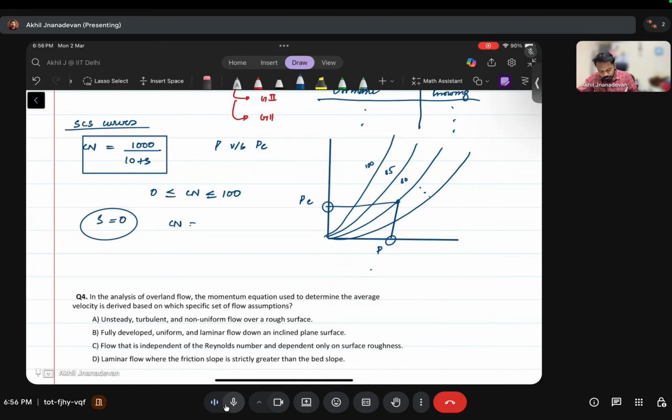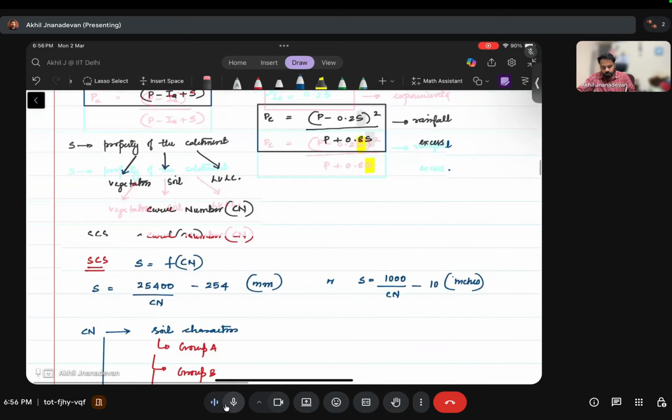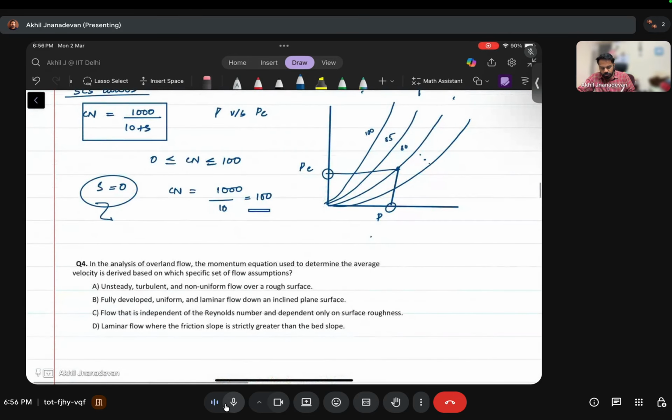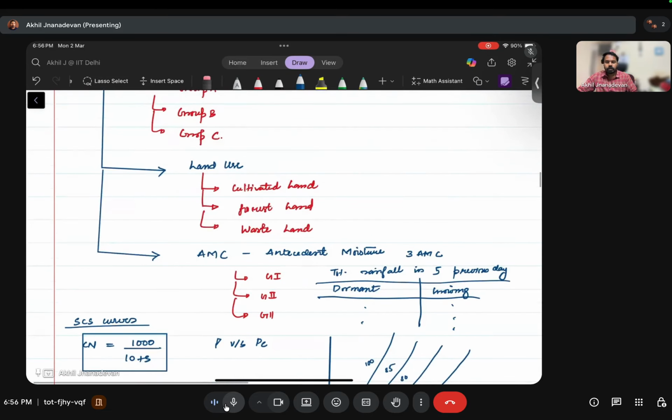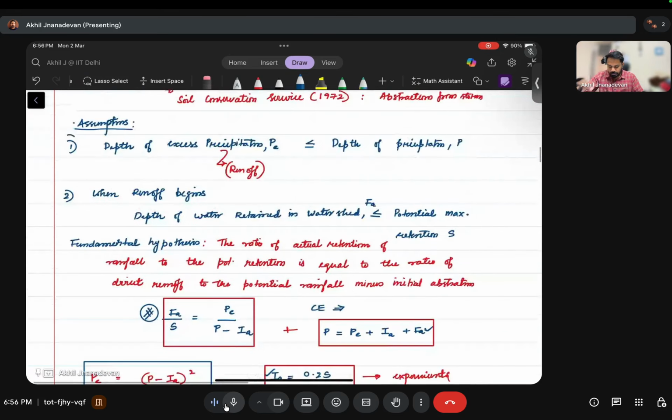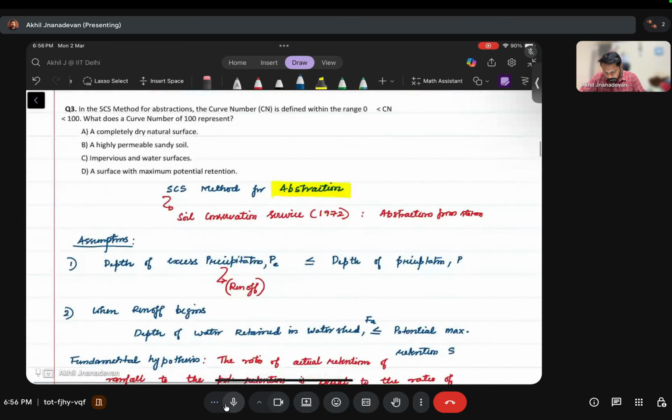Then we will be getting 1000 by 10, that is equal to 100, right? So that is the case when specific retention is equal to 0. Specific retention equal to 0 means no storage, no water can be stored in that particular catchment, right? So we can see an option where no water is getting stored in the catchment. So that is the first one.